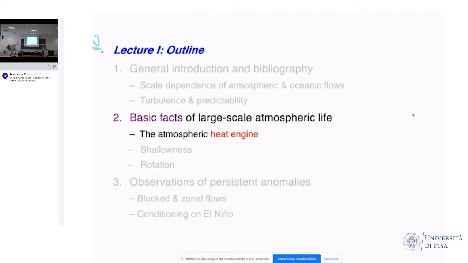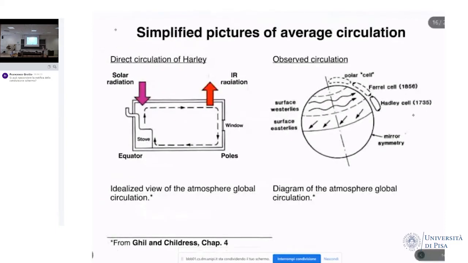Next, please. So basically, the atmosphere is a very low efficiency heat engine. It's very wasteful. What you see is the so-called direct Hadley circulation close to the equator. What's happening is you get solar radiation coming in at the equator and going out at the poles. You can think of this as a room in which you have a stove here and a window there. And so the air rises at the equator and comes down near the window.